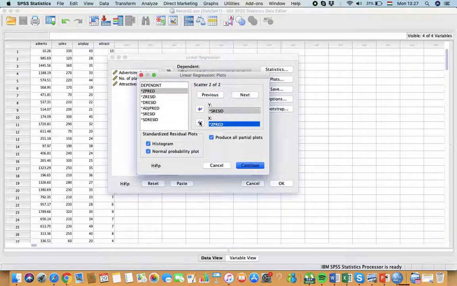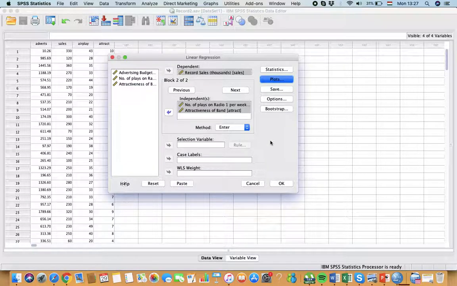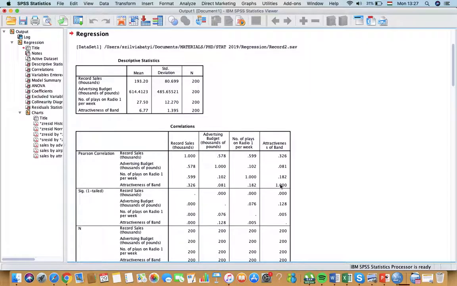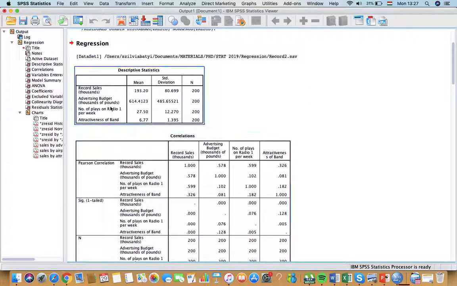So this would show us any heteroscedasticity, which is the violation of the assumptions. And then you go to continue, and we are ready. So on the new, we click on OK. And the results are all here. You can see this is the content of the analysis.